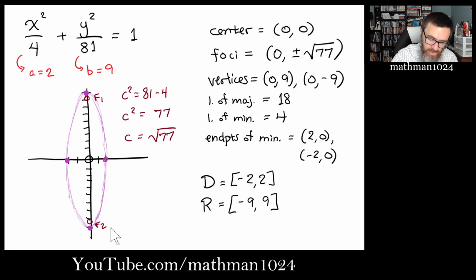Now, the closer these foci get to the center, the closer and closer your shape is going to start to look like a circle, right? And if they were ever to be right on top of each other, well, you wouldn't have an ellipse, you'd have a circle.